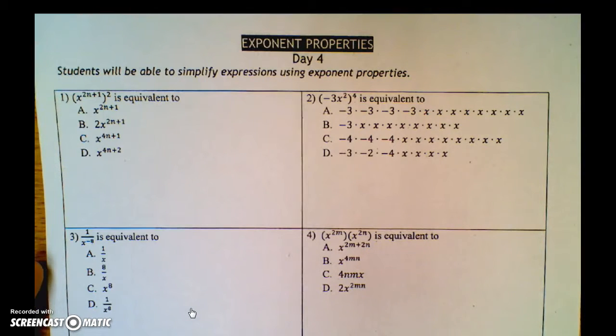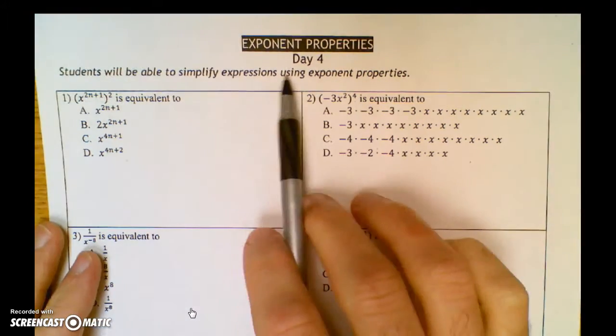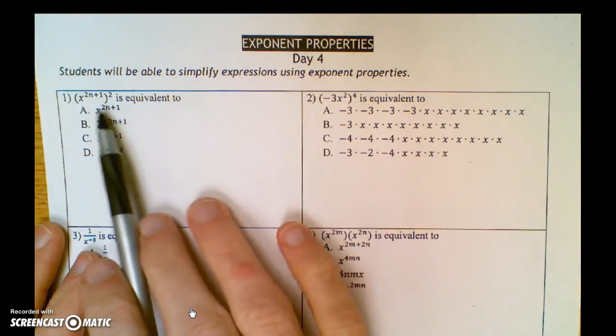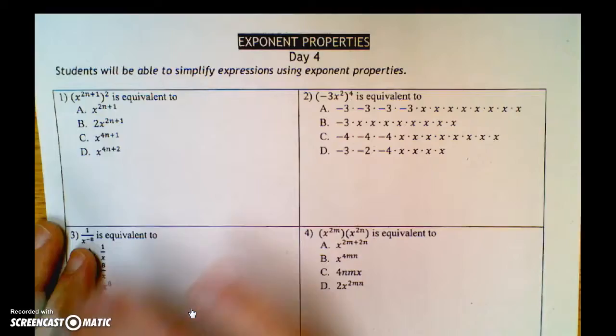Alright, this is Unit 3 for polynomials. We're looking at day 4, and we're going to do all the examples on this page. So here we're just applying the exponent properties. For each situation, you have to figure out which property you'll be using.